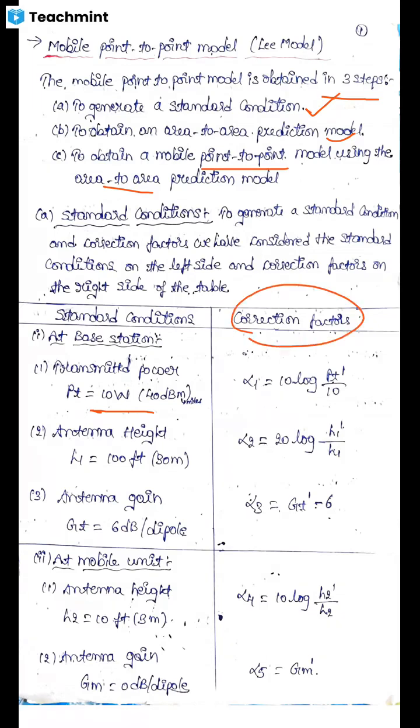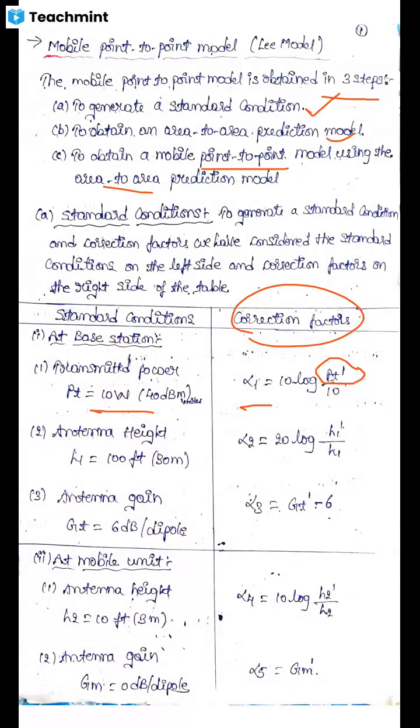Here the correction factor is alpha 1. Alpha 1 is equal to 10 log Pt' by 10. Here Pt' represents the change in transmitted power. Whether I am increasing or decreasing, the change is represented by Pt'.